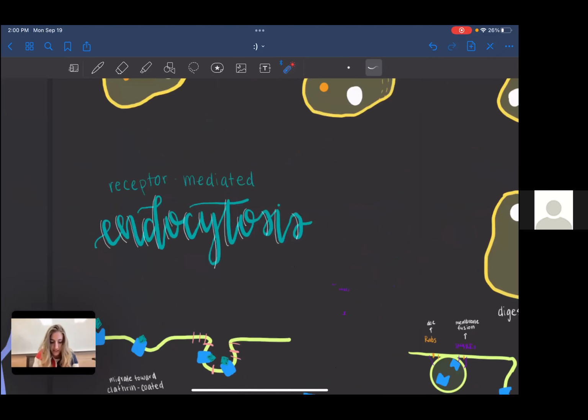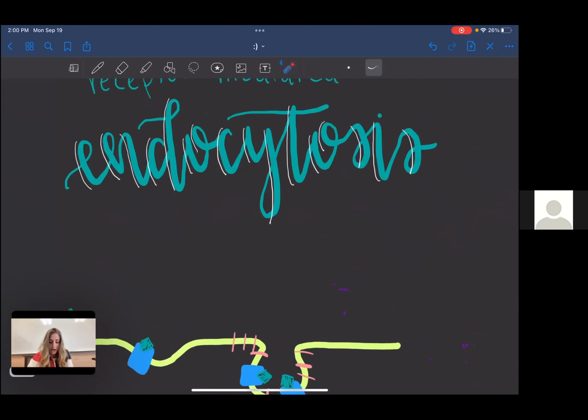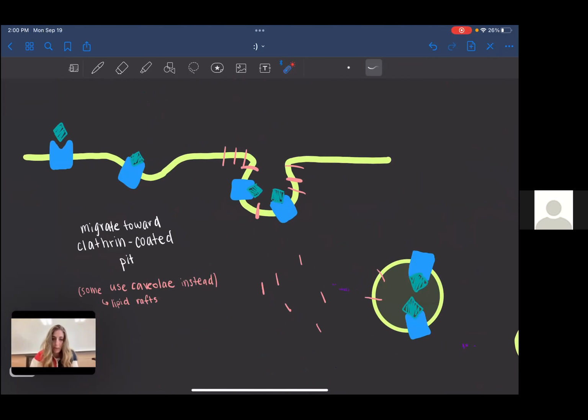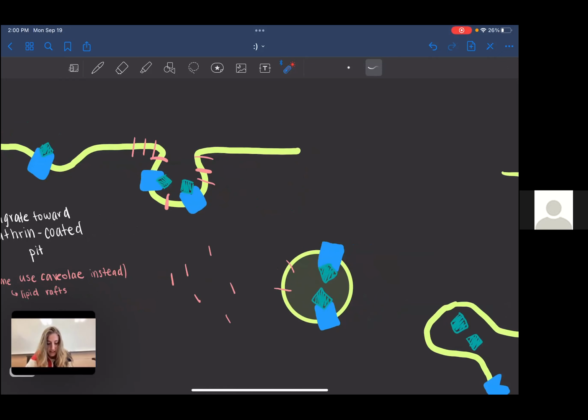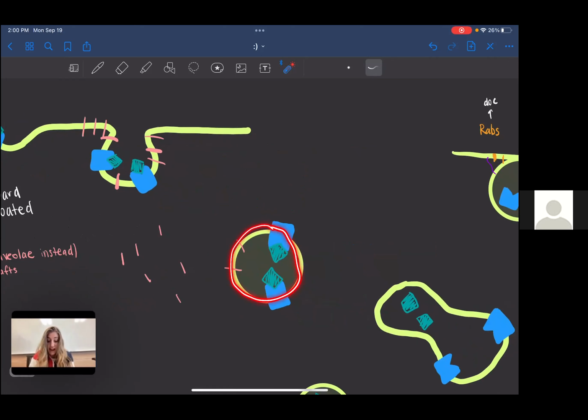So that's phagocytosis. This is receptor-mediated endocytosis. Essentially, it's a little bit of a different process. We've got some ligands here in the ECF. Then we've got the receptors right here. The ligands will migrate towards the clathrin-coated pit, which is right here. These pink lines are the clathrin, and sometimes instead of clathrin, cells will use caveolae instead, which are caused by lipid rafts. The clathrin will help form these vesicles here, and the vesicle will now be in the cytoplasm.